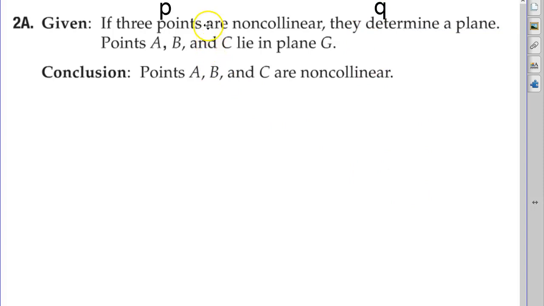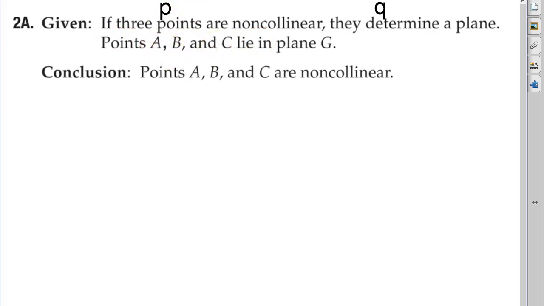Okay, now let's see here. On our next statement, the P statement to begin with, what we're told is A, B, and C lie in a plane. Does it say anything about them being collinear? No, this is a completely different statement. We just know they lie in a plane.